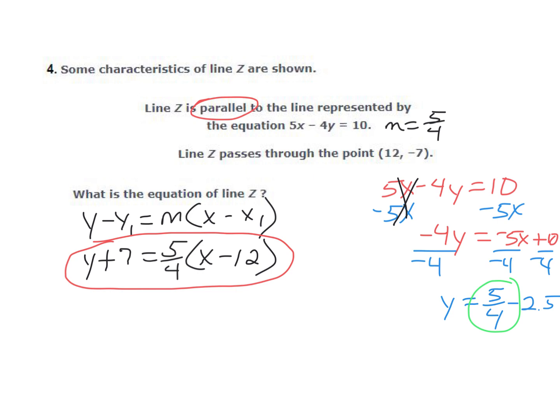We could go the extra step and work this out by multiplying the slope 5/4 times these two values in the parentheses and then subtracting 7 from both sides. But you only have to do that if your answers on the test are in slope-intercept form, okay? All right.